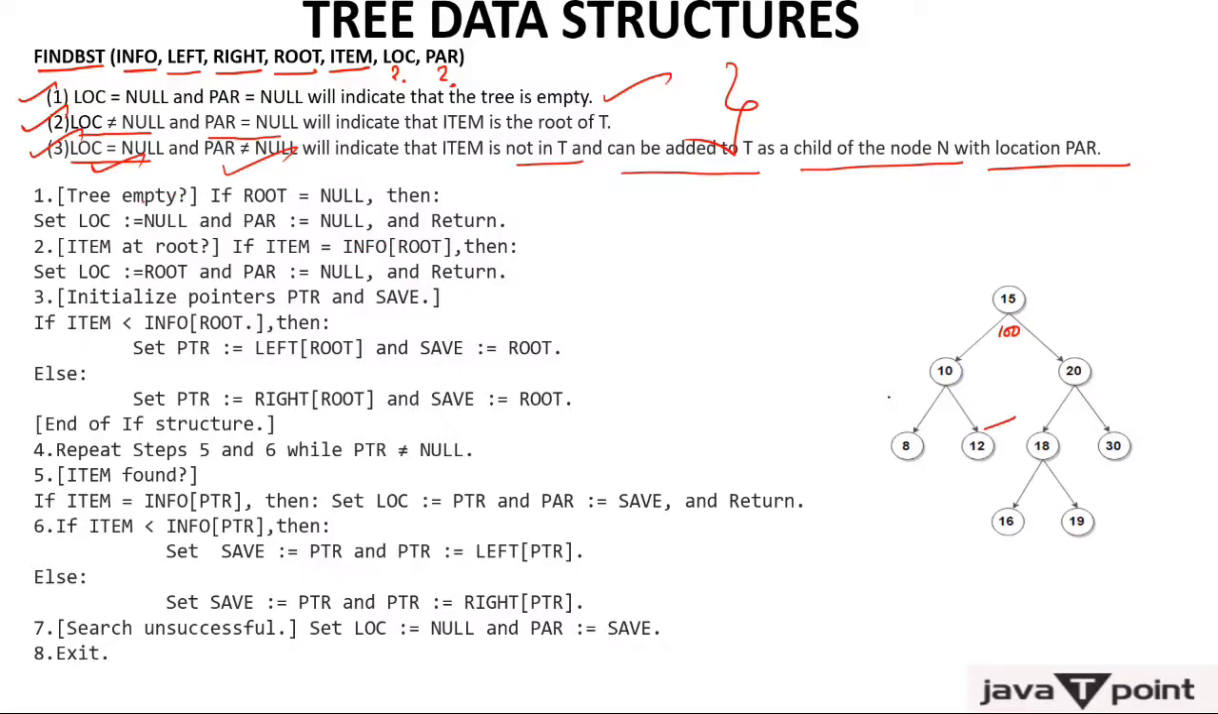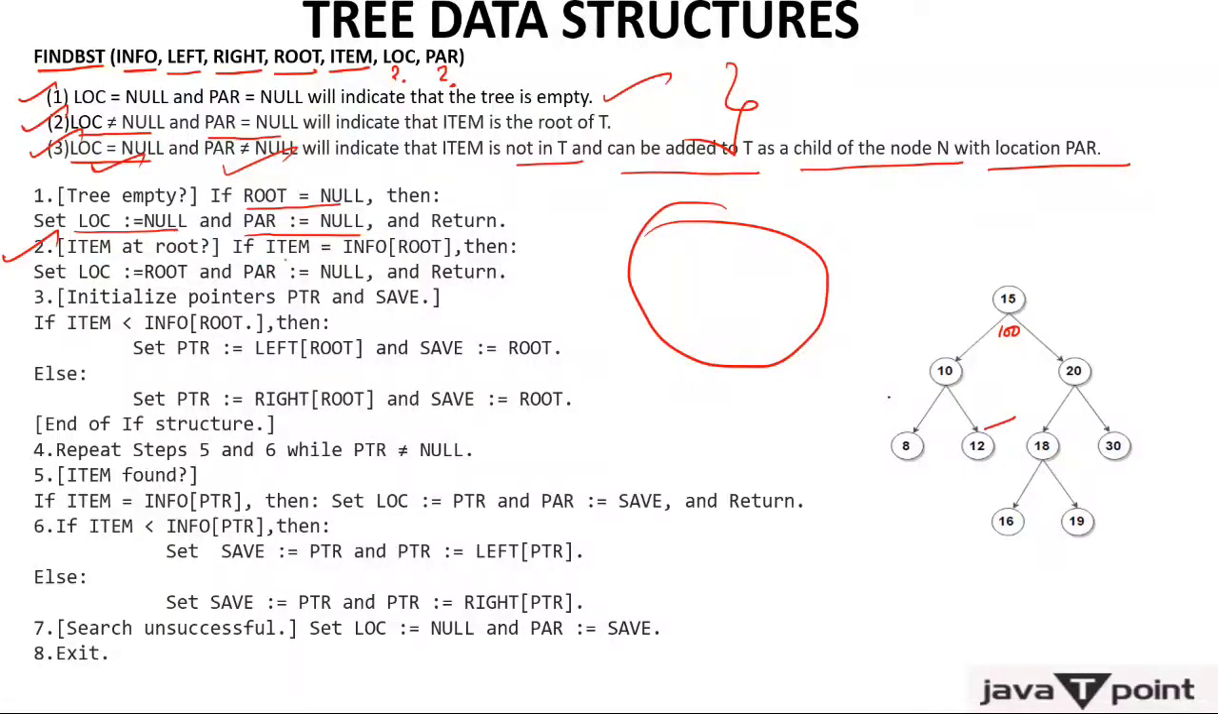Tree empty. In case the tree is empty, that is if root is null. If I talk about this tree, what is the root of this tree? There's no root. If root is null, yes, then location is null and parent is null. This is the first condition. If root is null, then simply write location is null and parent is null because there is no tree. Because if there is only one element, then that should be a root. And if there is no element, then this means that root is null. Fine. Okay.